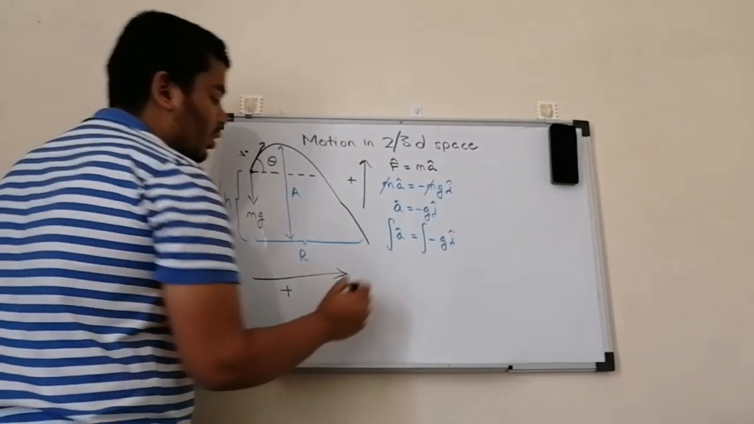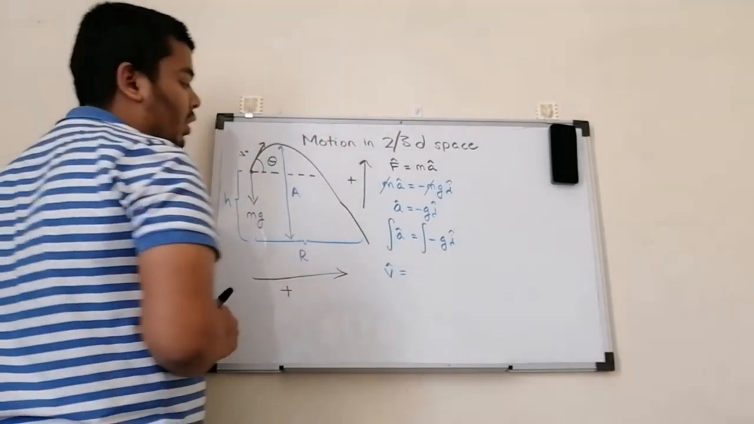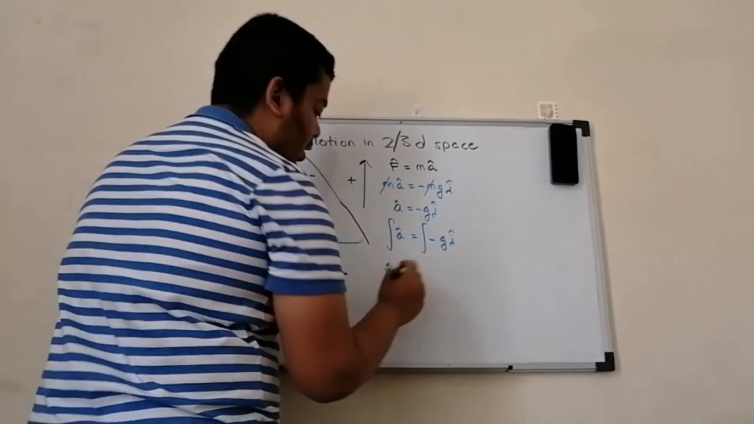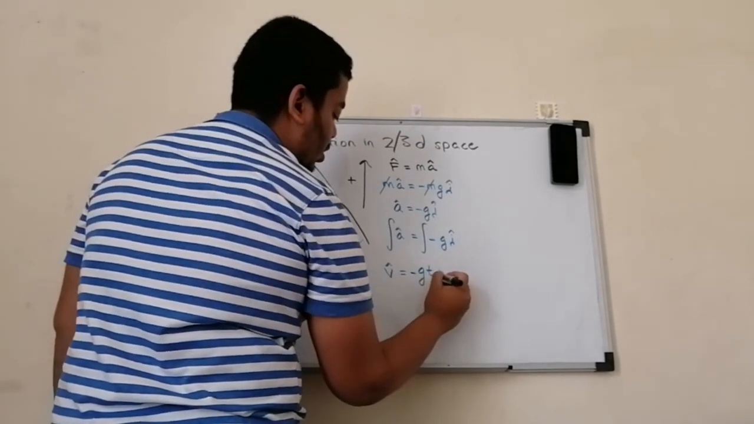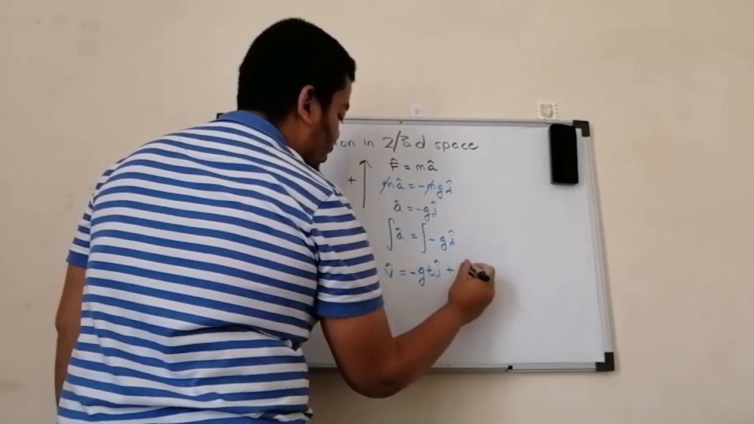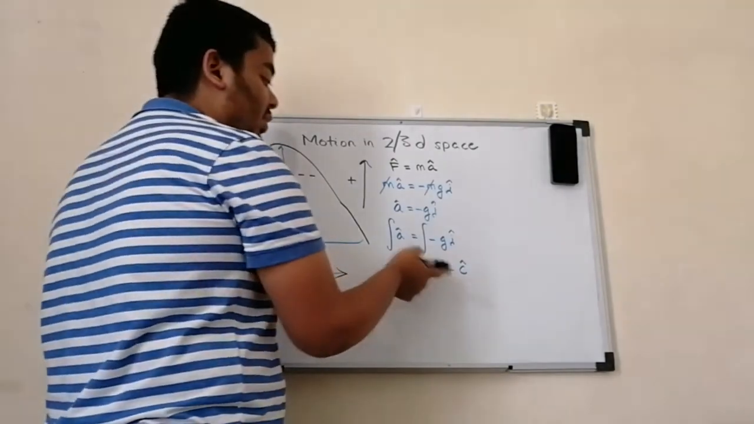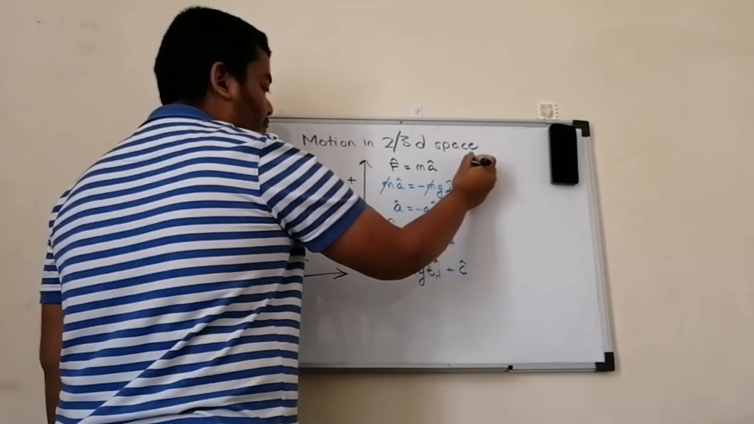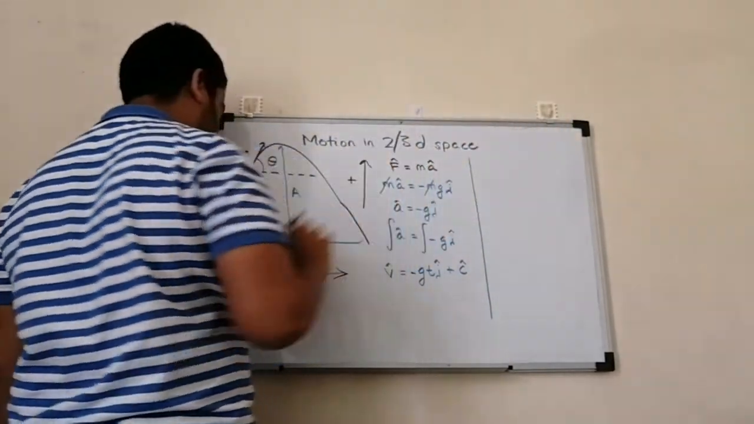Okay, when we integrate this on our left hand side, we get the velocity vector. And the velocity vector is actually equal to negative gt j plus C. Now we actually do not know what the C vector is. C is a constant vector, but we do not know what it is. So to find it, we can have an analysis on this side of the board, if you don't mind.